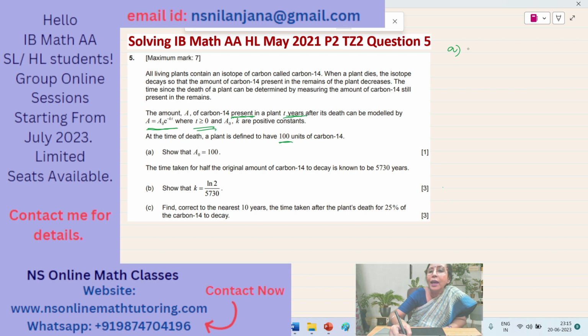So in place of A, I am writing 100 equal to A0 e to the power of negative k t. We do not know the value of k, but we know the value of t. It is equal to 0. And e to the power of negative k times 0 is e to the power of 0, which is equal to 1. So this is equal to A0. So A0 is equal to 100. Shown.